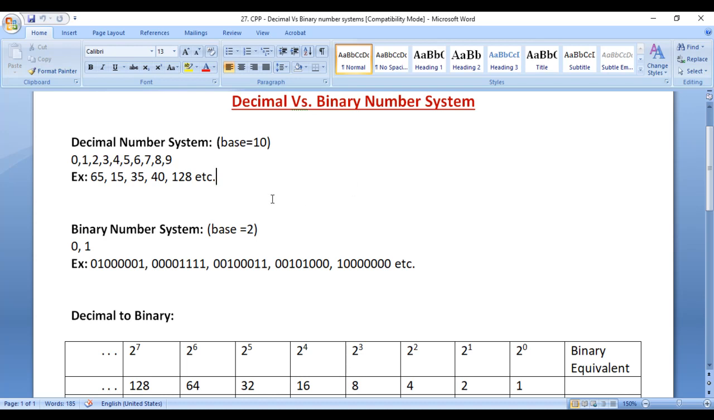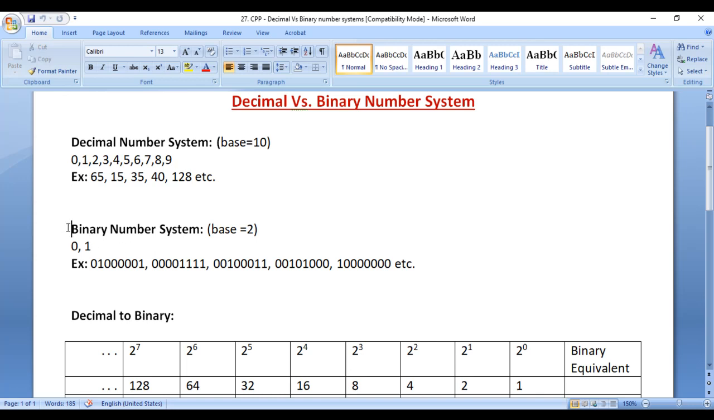So let's get started. Deci means 10, guys. In decimal number system, we have 10 digits. They are 0, 1, 2, 3, 4, 5, 6, 7, 8, 9. To represent any number in decimal number system, we take help of these digits, guys. For example, to represent 65, in the first place we write 5. In the 10th place we write 6. To represent 128, in the first place we write 8. In the 10th place we write 2. In the 100th place we write 1, guys.